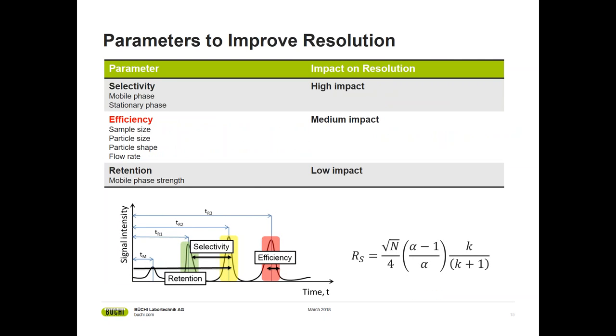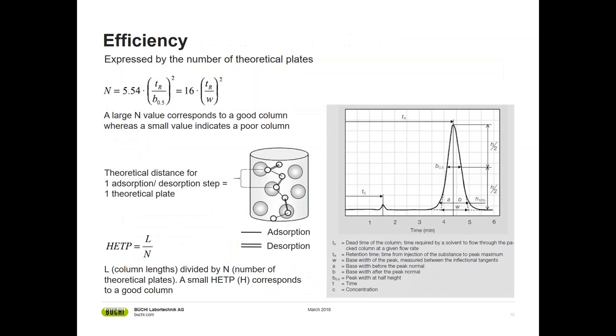Our next topic is efficiency. It has also an impact on resolution, but definitely lower than selectivity. And you will see influencing the efficiency is much easier than screening for the optimal mobile or stationary phase. The efficiency is expressed by the number of theoretical plates, N. And this number indicates the performance of a cartridge. The higher this number, the better.